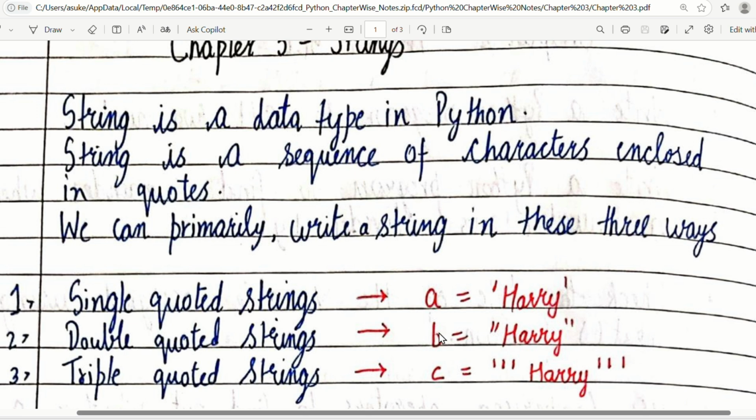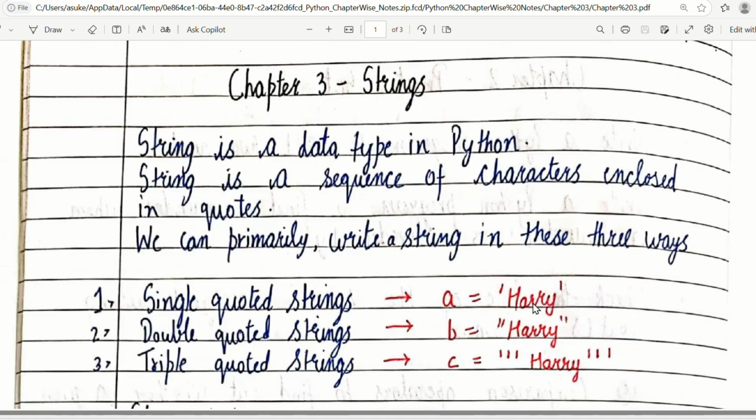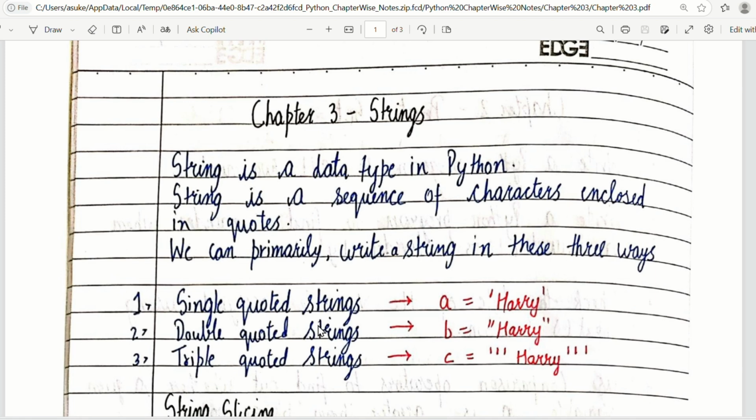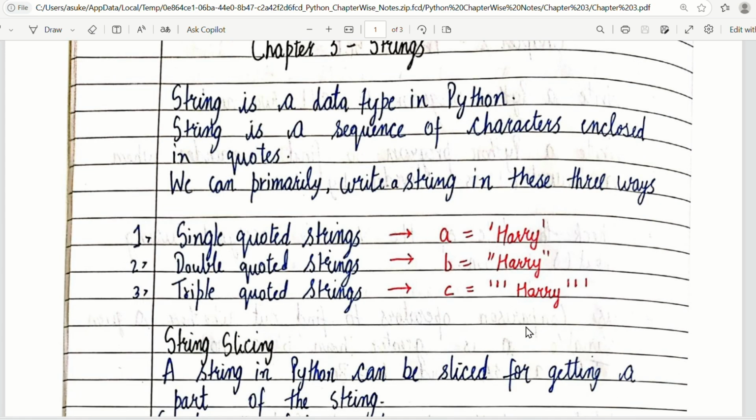A is a variable equal to Harry. Here only single quotes are present. It means we can represent a name between single quotes. It can be a character or any string. Double quoted strings: we can also represent a name or a text by using double quoted strings. If you want to give a note or a personal paragraph, we can keep the content in between triple quoted strings.